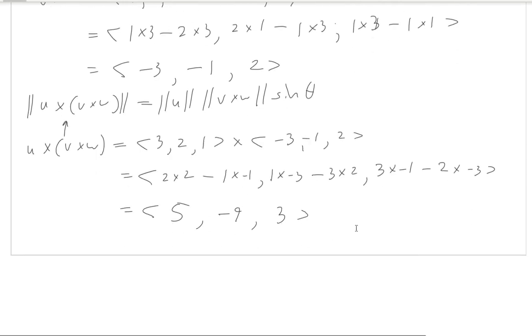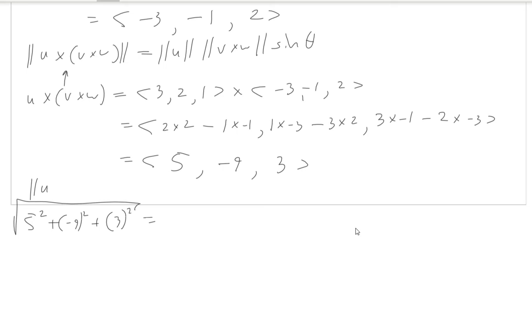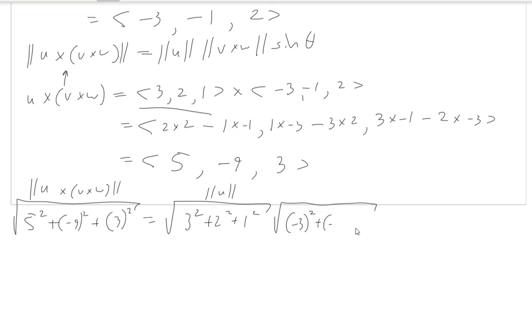So now we should be able to use that equation. The magnitude of u cross v cross w is the square root of 5 squared plus negative 9 squared plus 3 squared. That's equal to the magnitude of u, where u is 3, 2, 1, so that's the square root of 3 squared plus 2 squared plus 1 squared. And then multiplied with the magnitude of v cross w, which is negative 3, negative 1, 2. So that's the square root of negative 3 squared plus negative 1 squared plus 2 squared. And we have sine of theta.